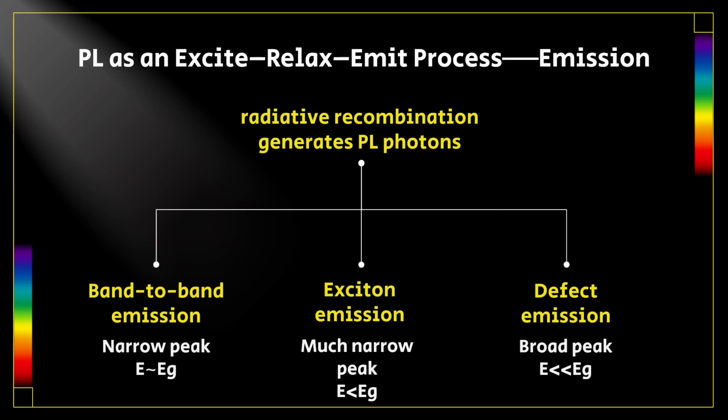Finally, the defect emission is by carriers recombining through defect states and emitting photons. It will be observed mainly in material full of defects or wide bandgap oxide. Its PL peak is broader and with energy much smaller than bandgap energy, usually around the visible light range.